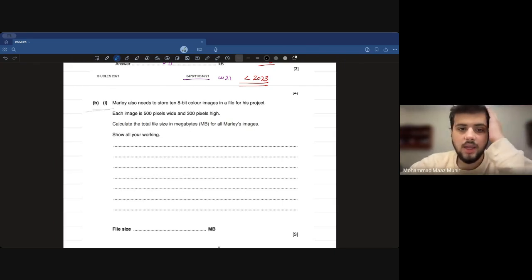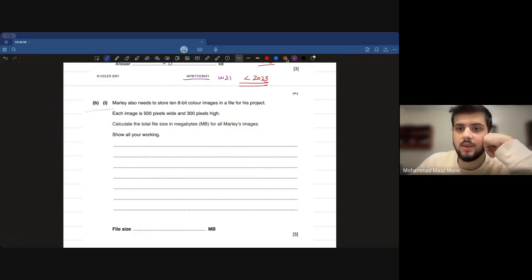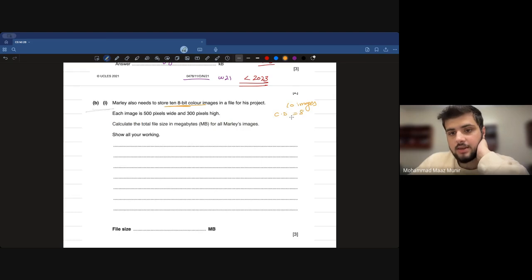So they're saying that you need to basically calculate the file size, but now you see उधर भी यही भी यहाँ पे भी वही चीज हुई. They need to store 10 8-bit color images. So 10 images. Say 10 images, and the color depth is basically what? 8, and the image resolution is 500 into 300 pixel height.